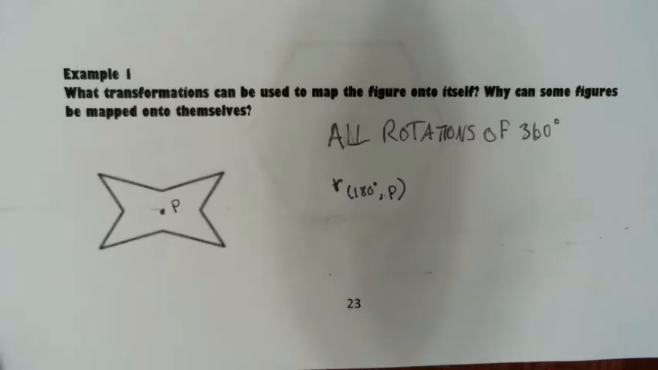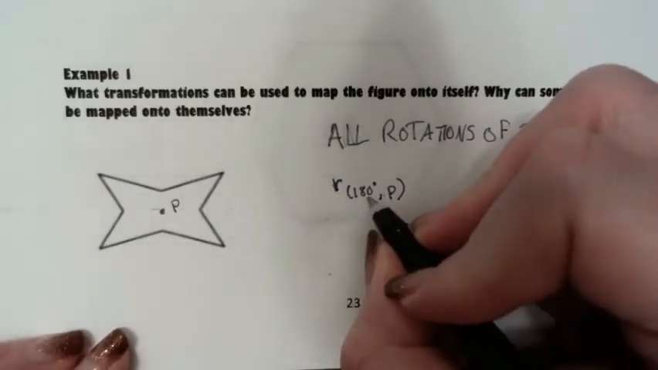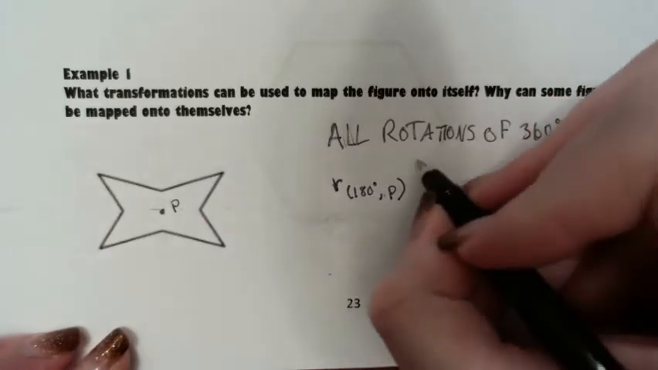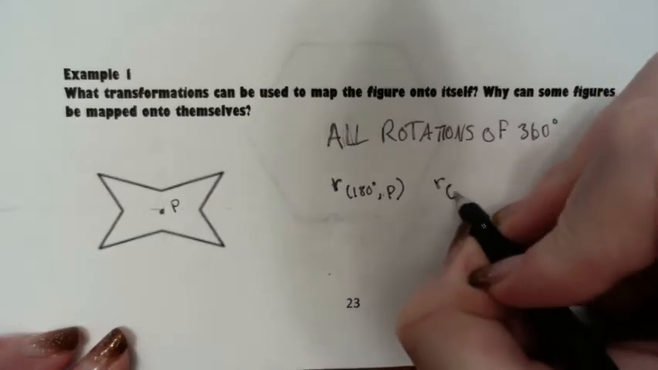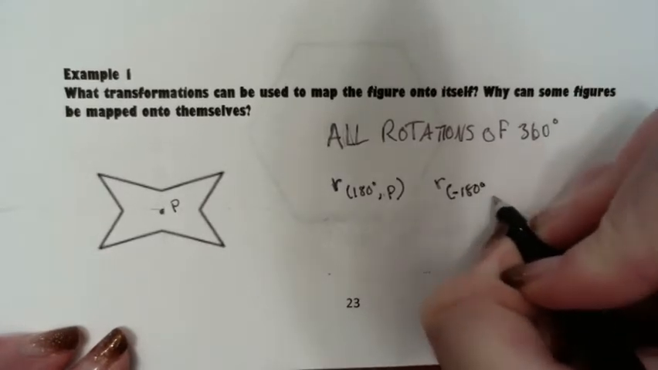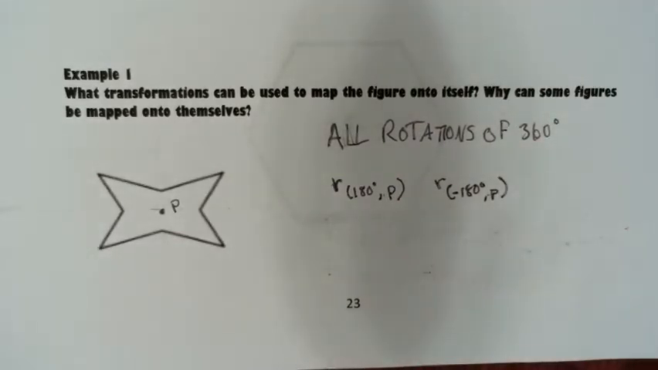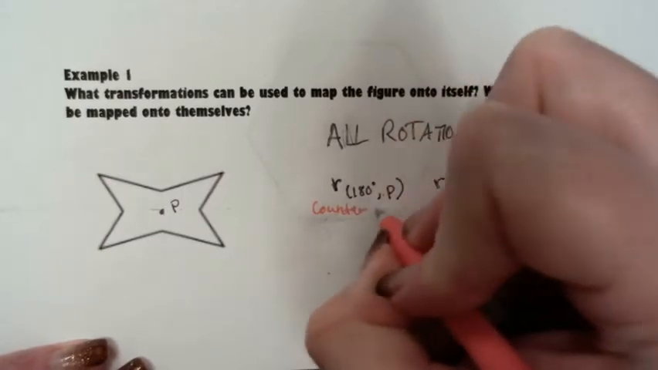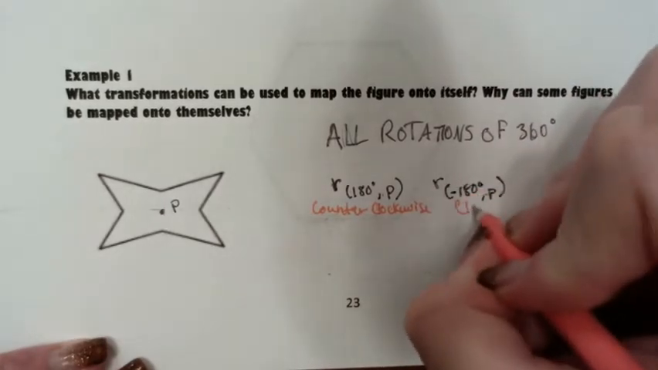It's important to note that while we have a rotation of a positive 180 degrees, which would be counterclockwise, we would also be able to do a rotation of a negative 180 degrees around point P, which would take us in a clockwise direction. So just as a reminder, this one would be counterclockwise. And this one is clockwise.